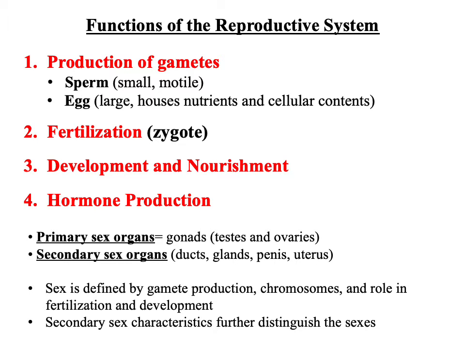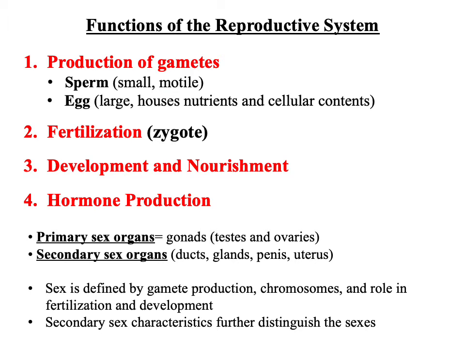Now, it kind of goes without saying that the reproductive system is for the purpose of reproducing, for producing offspring, passing down genetic information. So the functions that you see are a little bit more specific in the context of the process of reproduction. And the first is the production of specialized sex cells called gametes. In the male, the gamete is the sperm, and in the female, it's the egg. And these two cells are very different from one another.